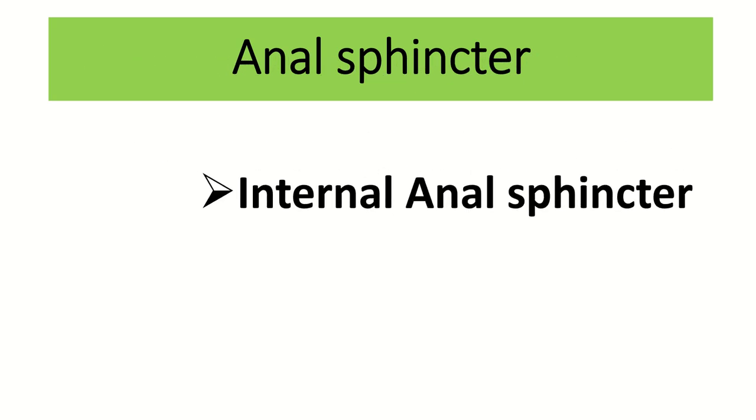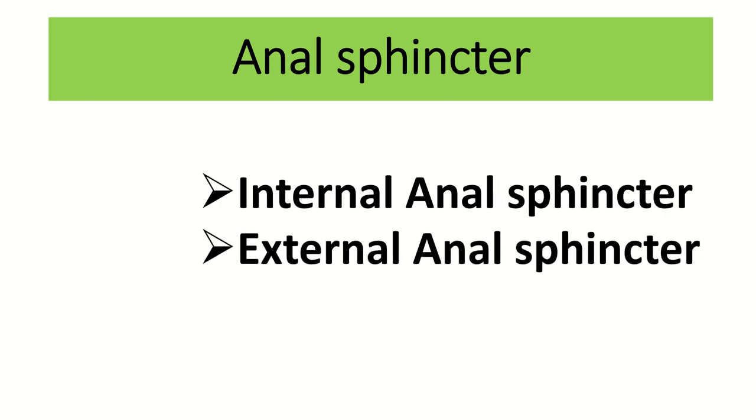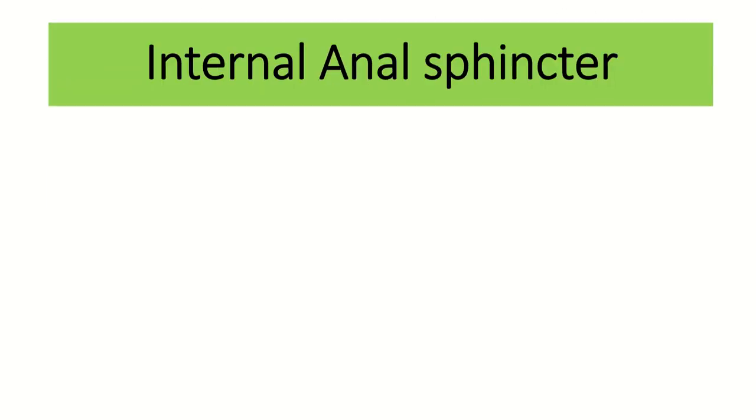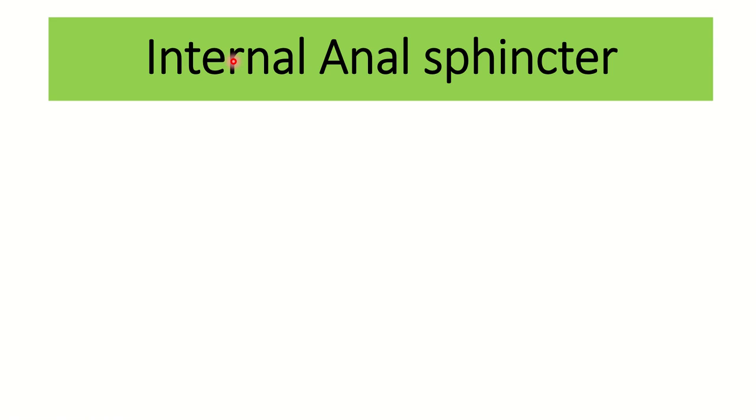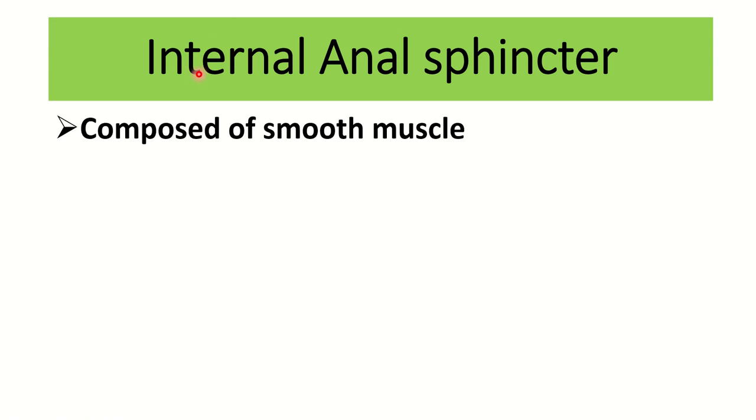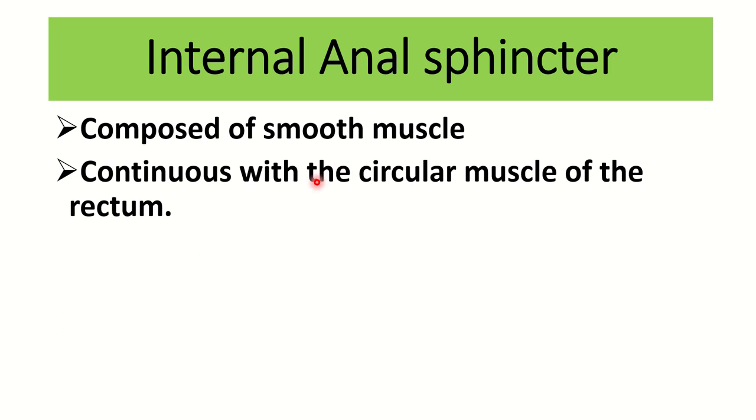First of all, we know the anal sphincter. They are divided into the internal anal sphincter and external anal sphincter. So here, the internal anal sphincter is composed of smooth muscle. This point is important: the internal anal sphincter is composed of smooth muscle, but the external anal sphincter is composed of skeletal muscle, and it continues with the circular muscle of the rectum.